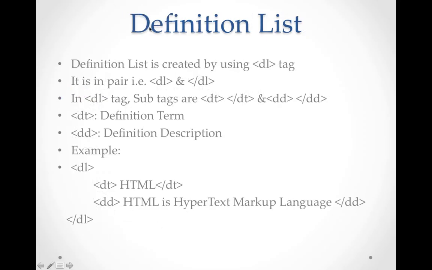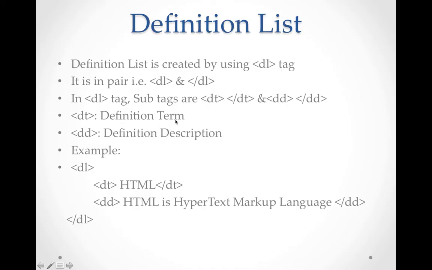Next one, definition list. It is created by using the DL tag. It is also in a pair, with a start tag and end tag. In the DL tag we have two sub tags: DT with start and end tag and DD with start and end tag. Let's see the full form.